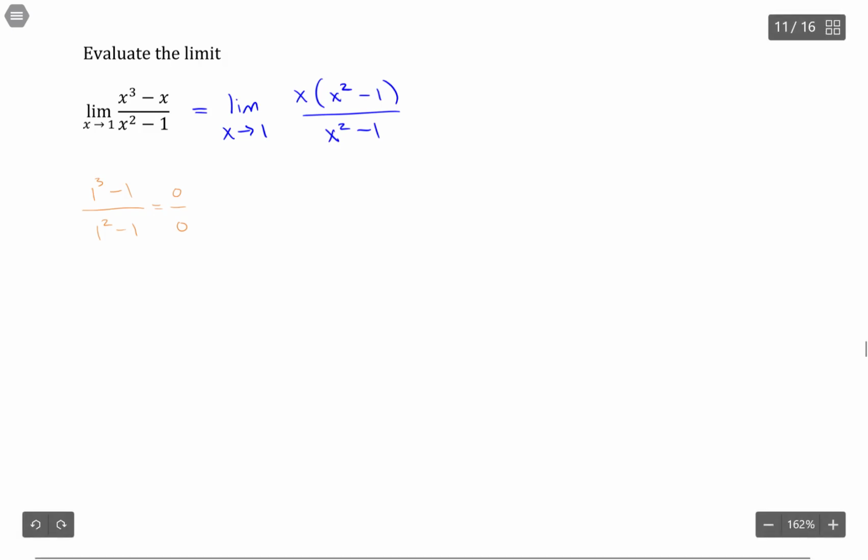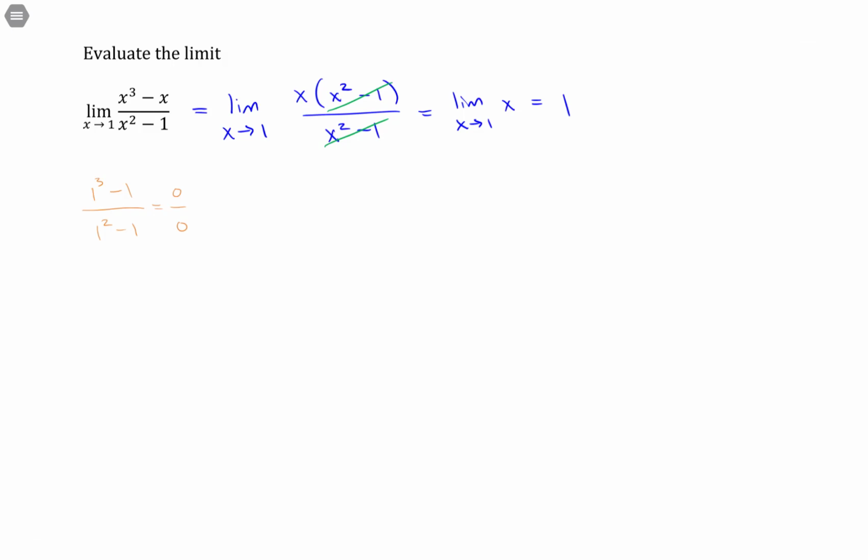Now, that factor of x squared minus 1 exists in the numerator and denominator, and that whole thing can be canceled out. So what this means is I can take my limit, plug in for the value x, and the result will just be 1. And therefore, I've got a result now.